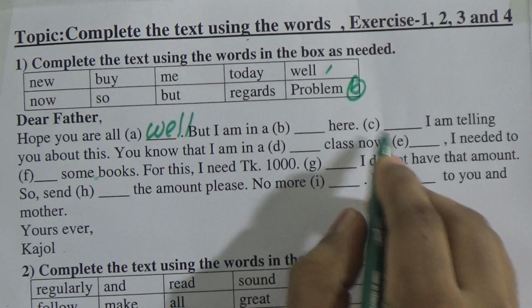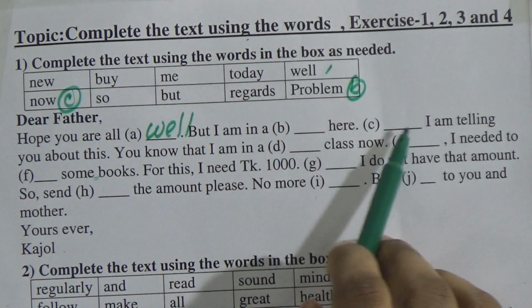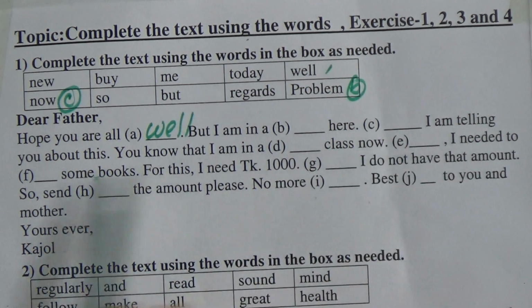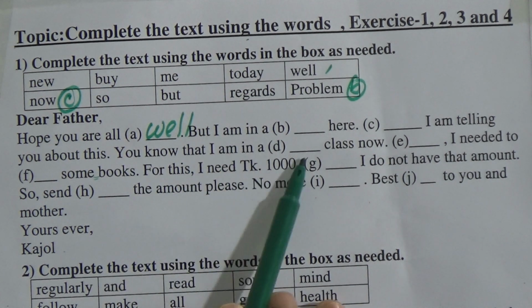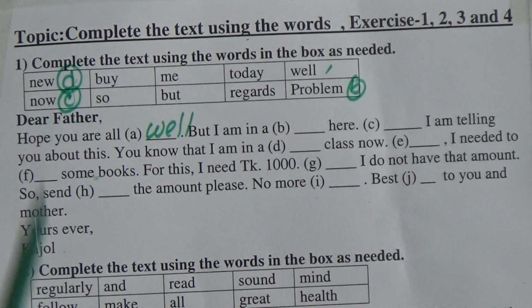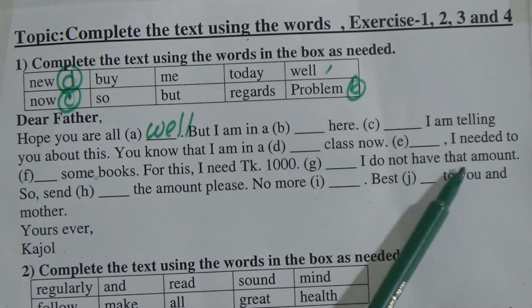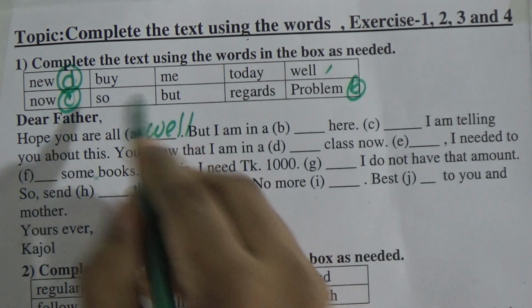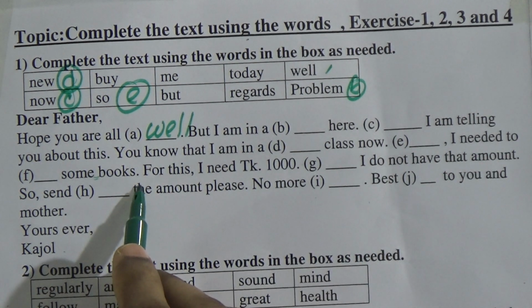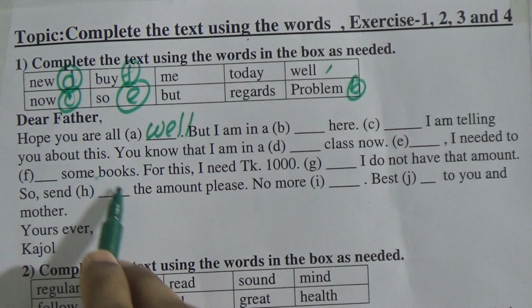So number C will be now. Now I'm telling you about this. I'm not writing the whole thing because the speech is very short. You know that I'm in a dash class now. So number D will be I'm in a new class now. Dash, I needed to dash some books. So number E will be so I needed to buy some books. So buy will be here, buy some books.